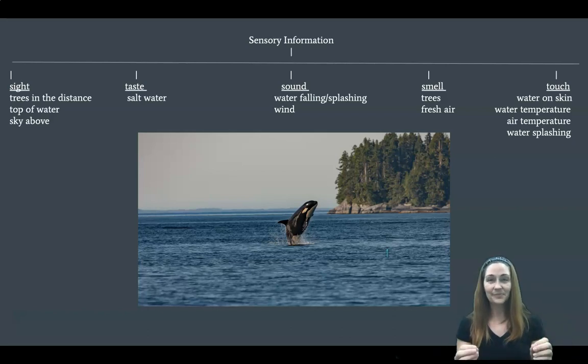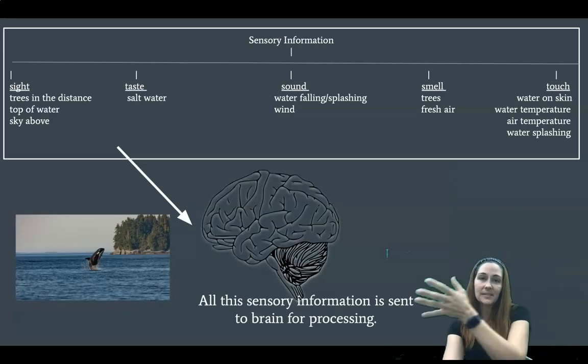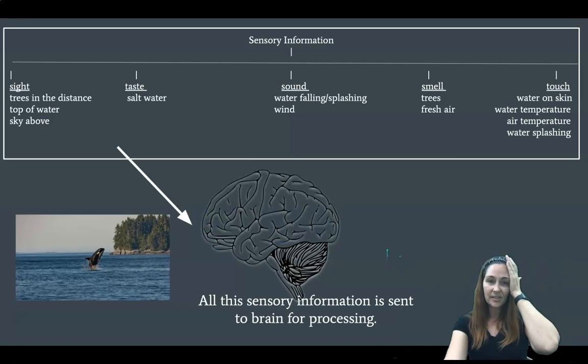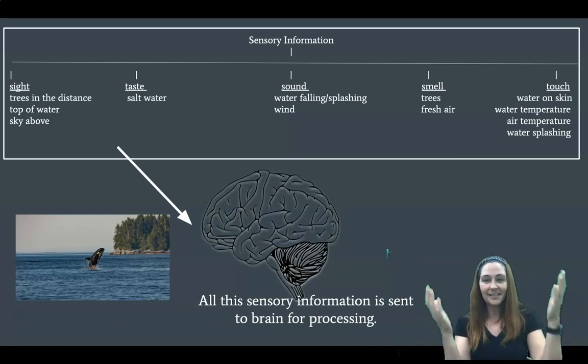Okay, so here we go. Now, what are they doing with all this? They're taking all the sensory information and they're processing it in their brain, just like we do, right? So we have some sort of information, we have senses that take it all in, and we process that in our brain. Similar, right?